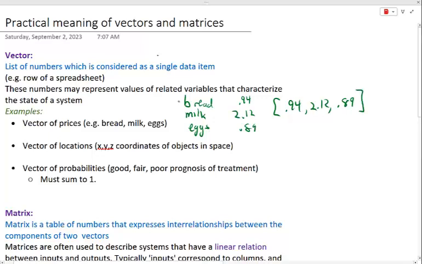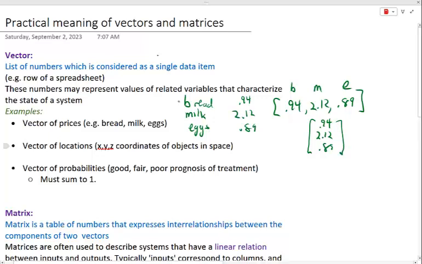Then of course you need to know that this first component relates to bread, this second component relates to milk, this third component relates to eggs. So the order certainly matters in a vector. Now, here I'm representing the numbers as a row. Sometimes people represent them as a column. For our purposes, these two are equivalent. Okay, so that's a vector.